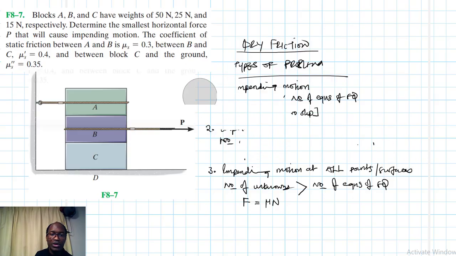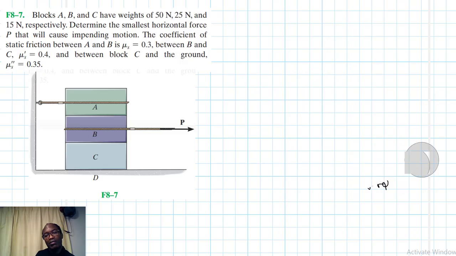So let's go to this particular problem. We have three blocks here. They've got different weights, different coefficients of friction. And I want to find the minimum force that we can apply so that there is impending motion. So what type of problem is this? This is a type 2 problem.